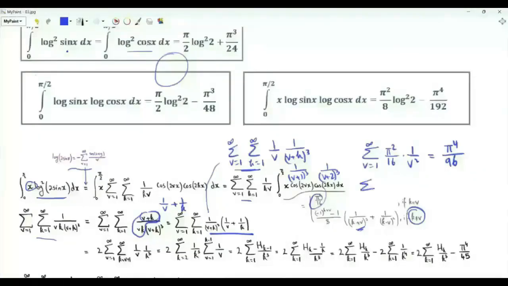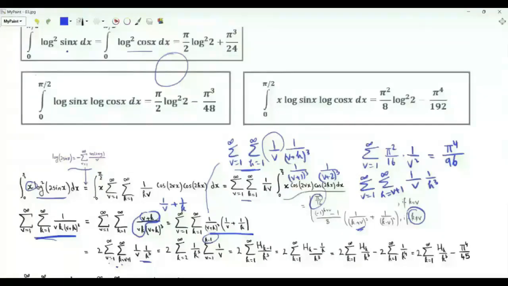We can rewrite this double sum as summation v from 1 to infinity, summation k from v plus 1 to infinity, 1 over v times 1 over k cubed. We get the exact same value if this 1 over v is replaced by 1 over k. This double sum is equal to 2 times the double sum v from 1 to infinity, k from v plus 1 to infinity of 1 over v times 1 over k cubed. Interchange the order of summation. We have summation k from 2 to infinity, v from 1 to k minus 1.